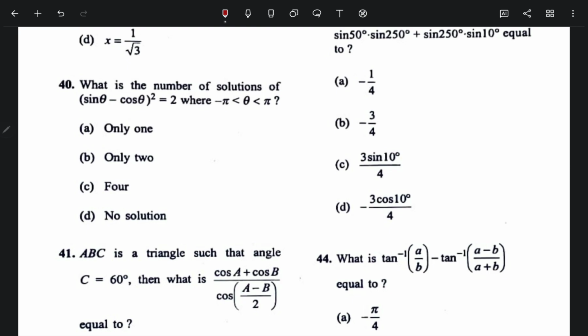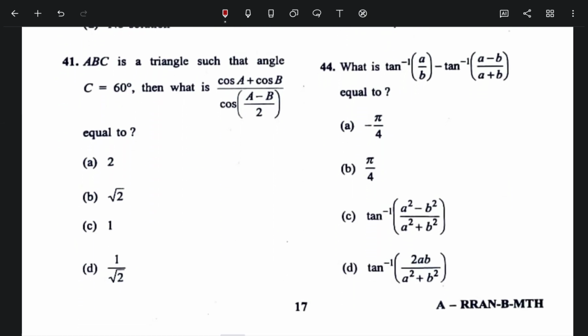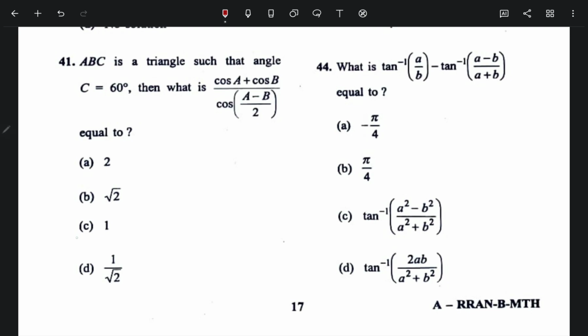45. What is the number of solutions of 40? So this is only 1. Because if it has to be 2, then it has to be root 2 inside, and you'll find that there are only so many values that you can apply from this. It's going to be only pi by 4, so only one value. So for 41, the answer is C, right?